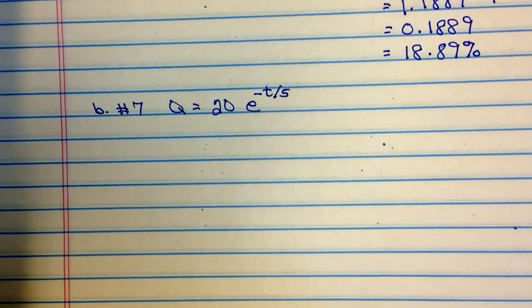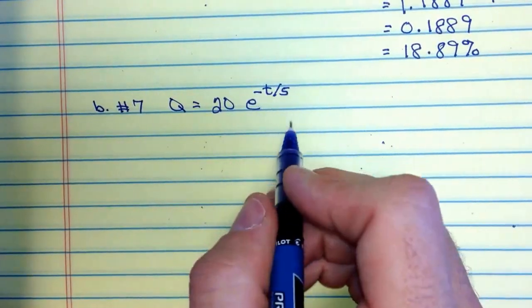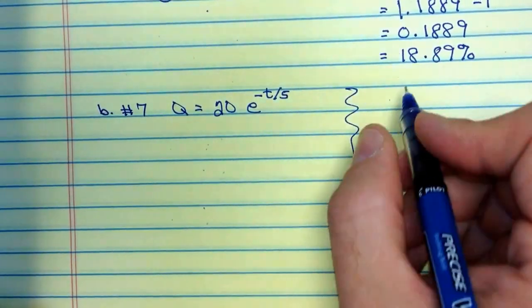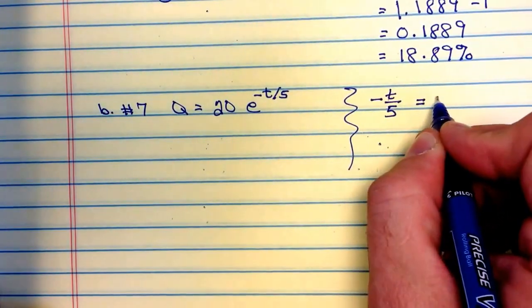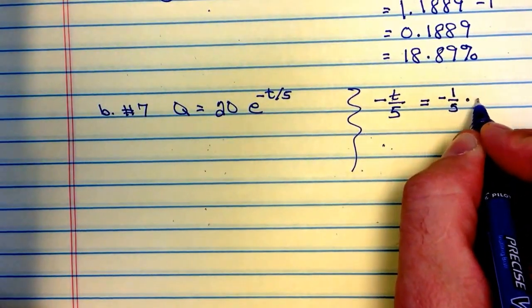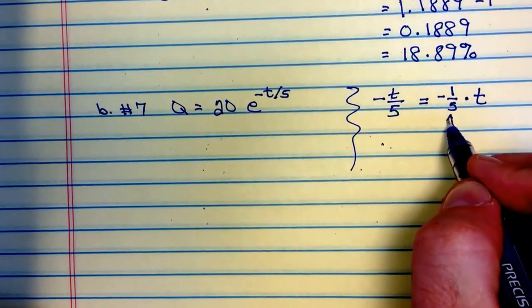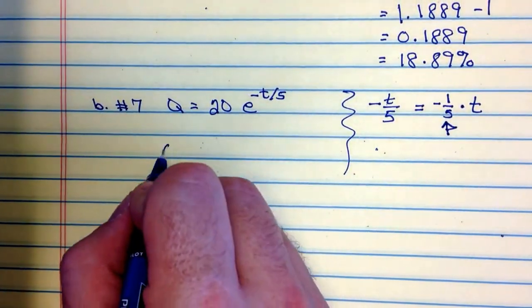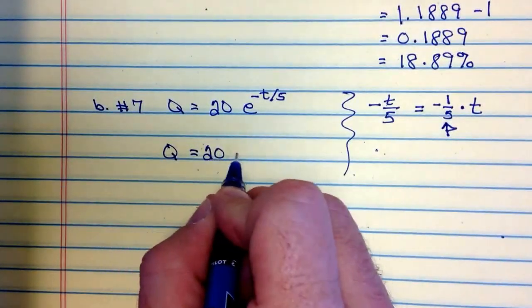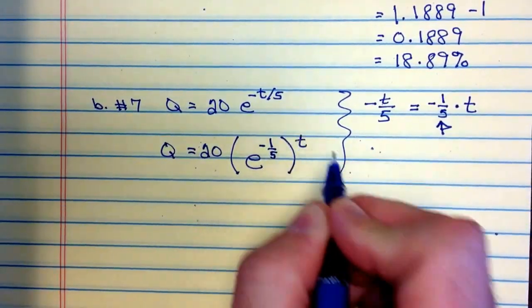All right, so what we want to realize here is, let's rewrite this. We don't like it like this. So what we need to remember is, off in the scratch paper, if I have negative t divided by 5, I can write that as negative 1/5 times t. That's important because we always want to write this stuff as a number times the t. So we're going to have q equals 20 times e to the negative 1/5 t.